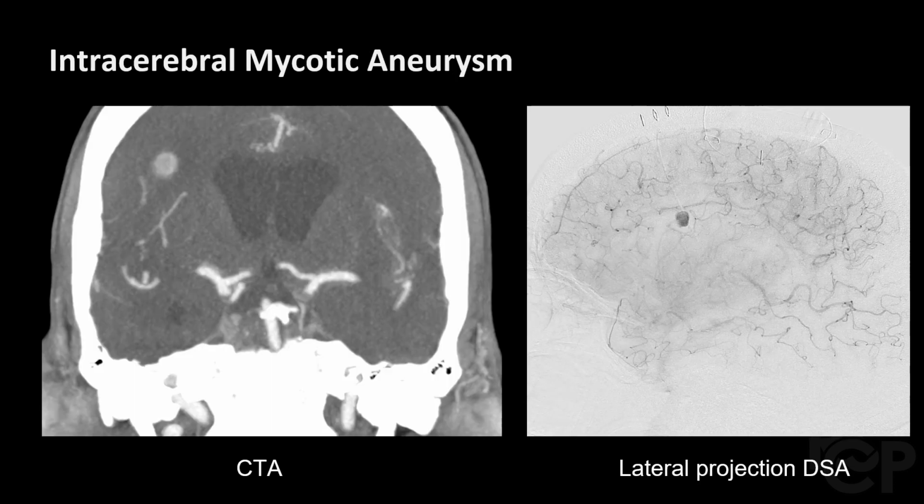So here we see some imaging examples of a mycotic aneurysm, in this case arising from a branch of the right M3 segment of the MCA. And we see this sort of balloon-like dilation of the vessel wall, consistent with mycotic aneurysm.